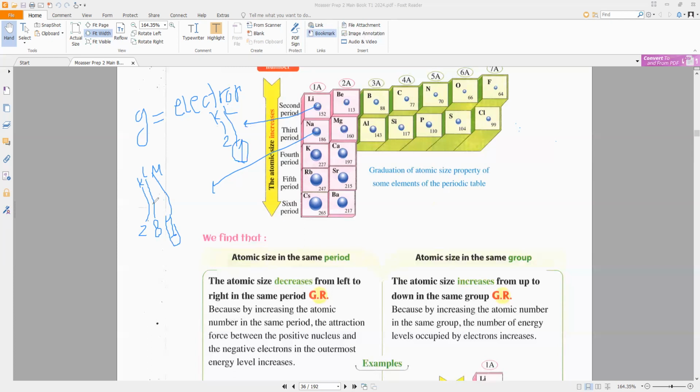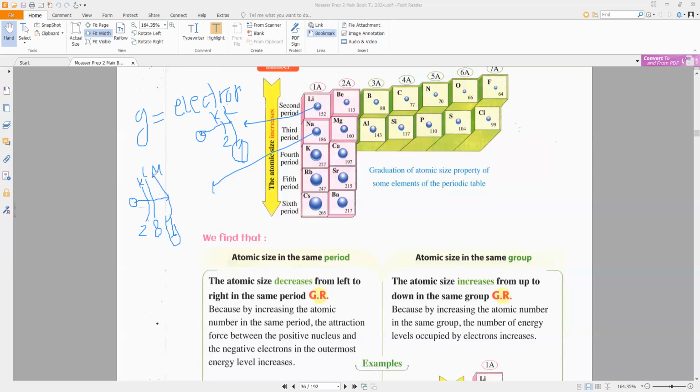How does the number of energy levels affect the size of the atom or the element? As we see, in lithium there is an attraction force between the nucleus and the outermost energy level, and also between the lithium nucleus and the outermost electron. When the distance between the nucleus and the energy level increases, is the force the same or does it become weaker? It becomes weaker. So the force becomes weaker if the distance increases.